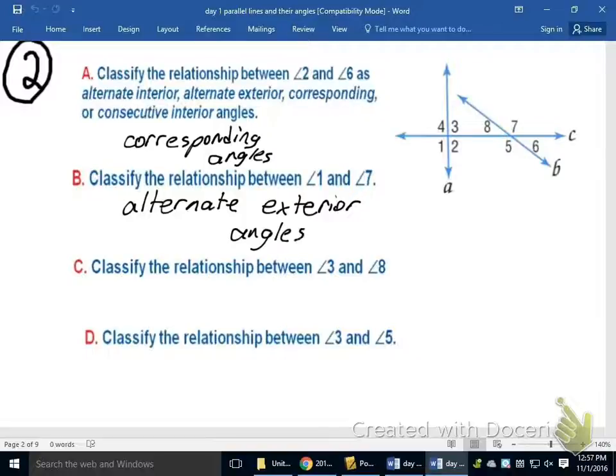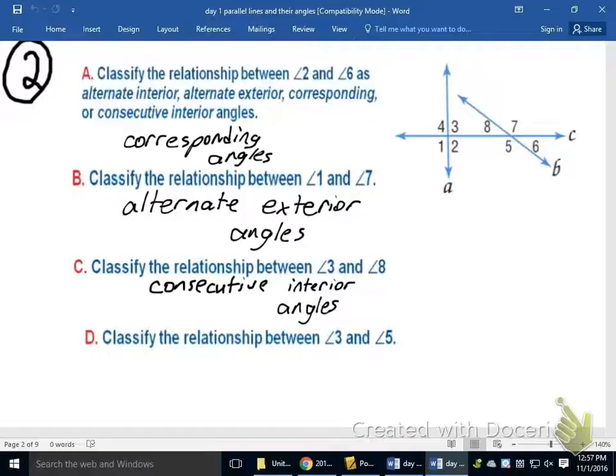And now moving on to part C, 3 and 8. 3 and 8 are in the group of interior angles between the 2 lines that are getting cut by a transversal. Now, are they on different sides of the transversal or on the same side? They are on the same side, in fact, and that makes them consecutive interior angles. I also see this written as same side interior angles, depending on what textbook is used. Our textbook, though, uses consecutive interior angles instead of same side interior angles. I would not count that incorrect if you gave me same side.